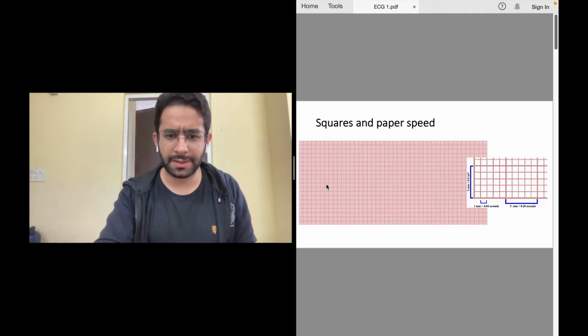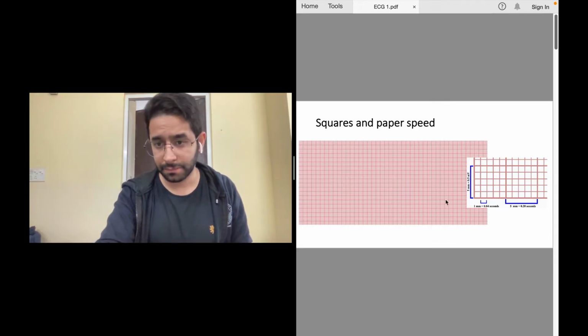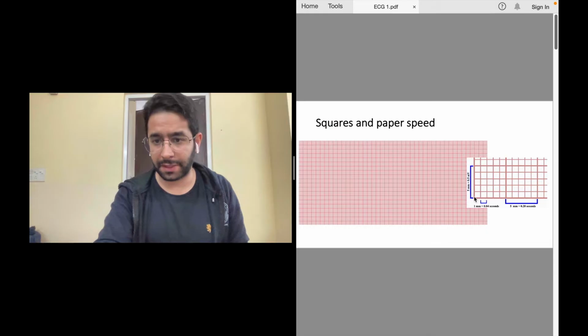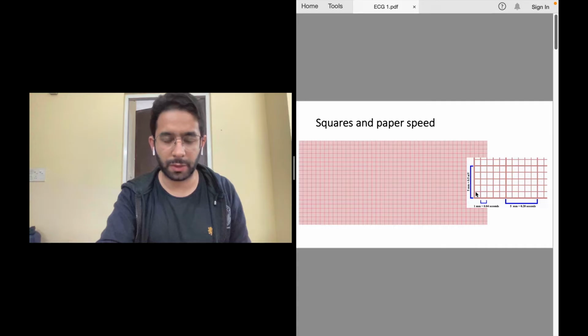So as you can appreciate, this paper has some small squares, some large squares, and it's important to know this. So shown here in the picture, each large square has 5 small squares. Each small square is about 1 millimeter in length. So one large square is 5 millimeter in length. And same is true for the vertical one. Vertically, this is 1 millimeter per small square.